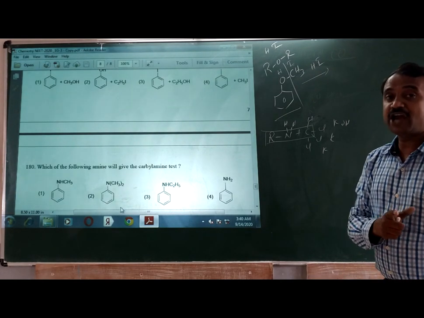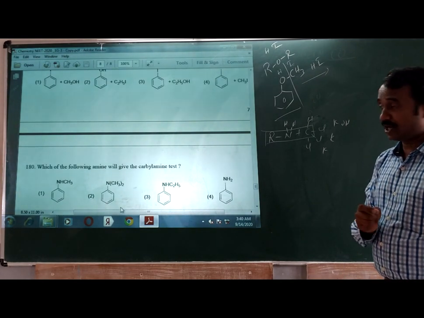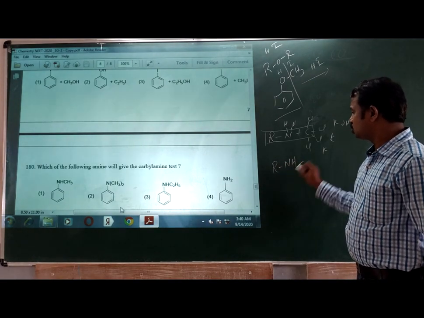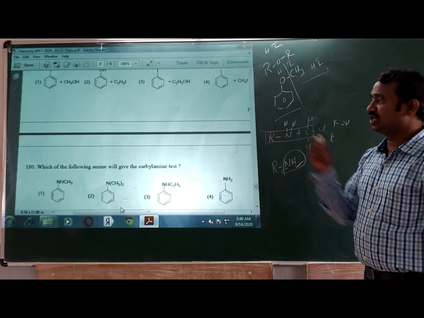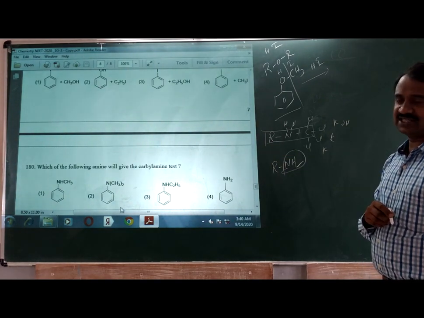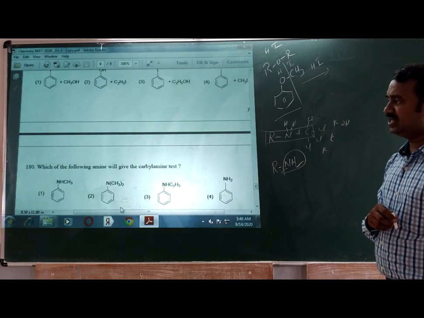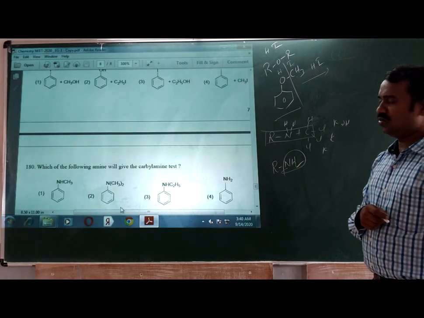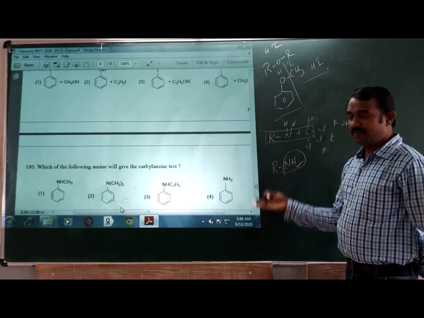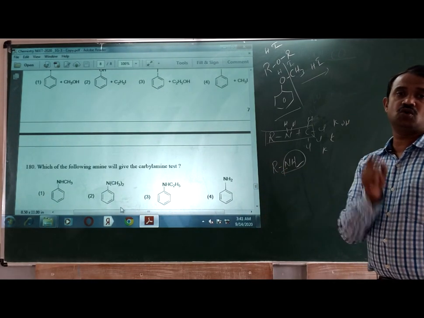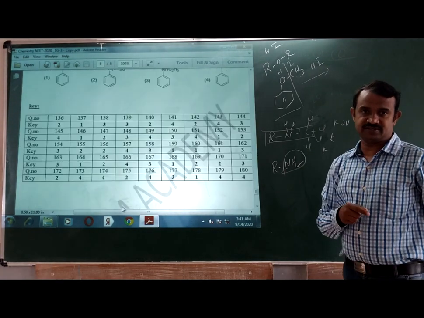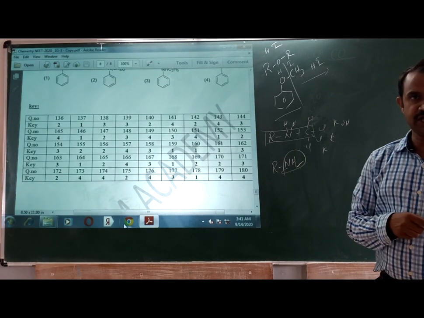That should be an aromatic or aliphatic primary amine. An aliphatic primary amine has the general formula RNH2, where NH2 is present. The first one is RNHCH3, a secondary amine. The second one is a tertiary amine. The third one is also a secondary amine. The fourth one is a primary amine. Only a primary amine undergoes the carbylamine test. Option 4 is the correct answer. Thank you very much.